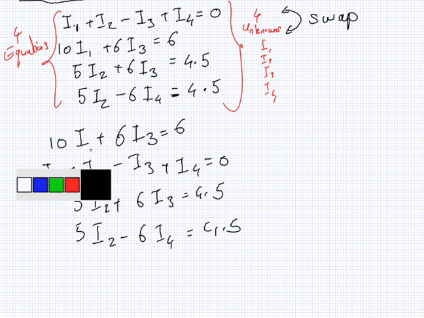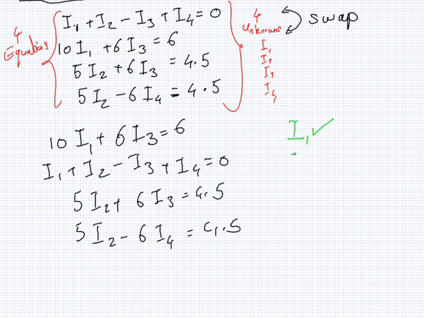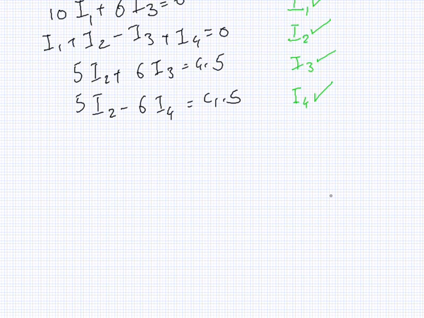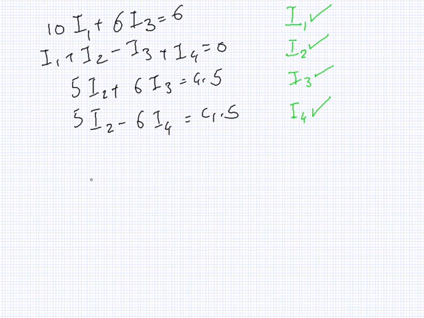sorry, that's an I1. Do I have an I1 in the first equation? Yes. Do I have an I2 here in the second? Yes. Do I have an I3 in the third? Yeah. And do I have an I4 in the fourth? If I have this, then I can use something we haven't used in a while. I'm going to use the Gaussian method from maths class. Do you remember Gaussian method?